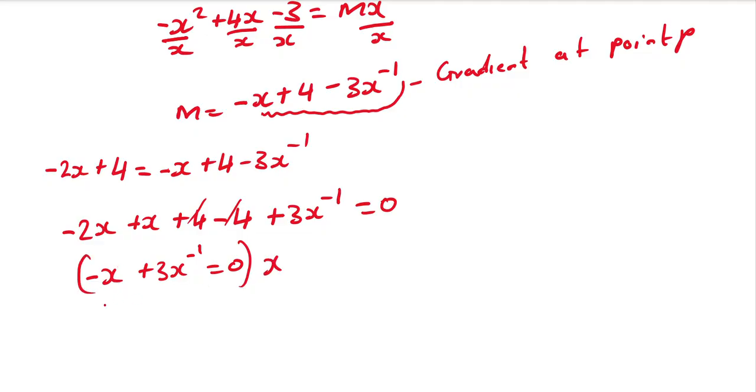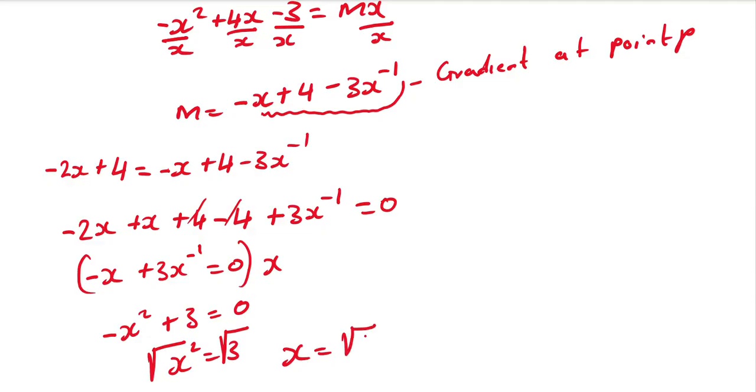We multiply by x here. So this x multiplied by this, we're going to get negative x squared, plus this multiplied by this. Since here we have 1 and here we have minus 1, this will cancel this. We're going to have 3 is equal to 0. Then we can take this x squared to the other side. We're going to have x squared is equal to 3. Then we put a square root. Our x is equal to square root of 3.